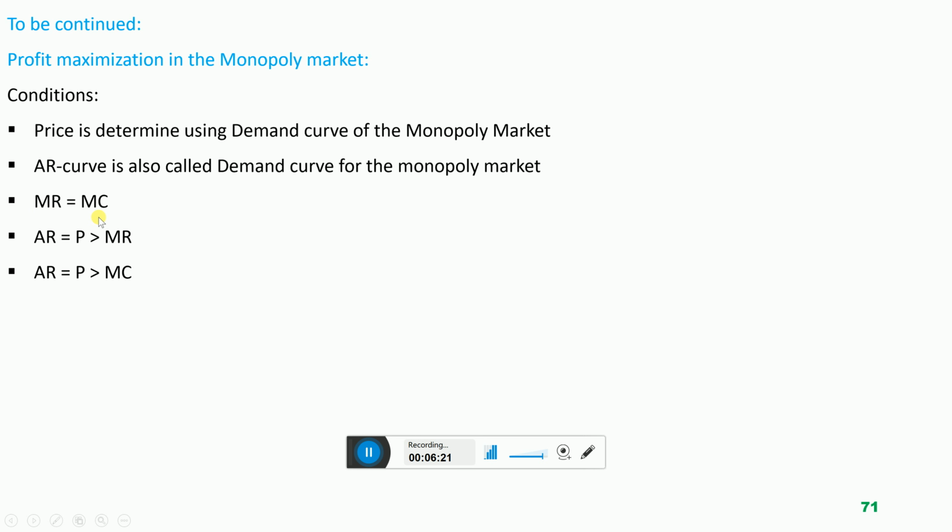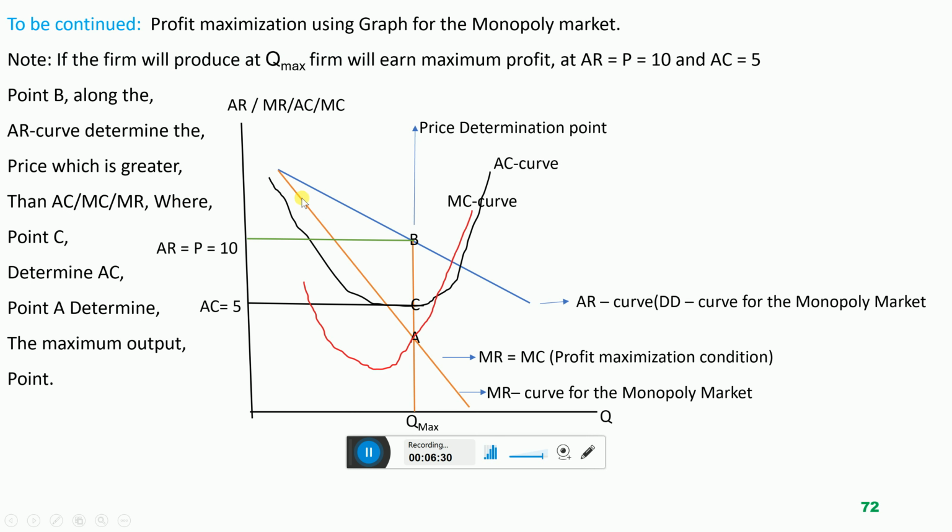Now before this we learned the maximum output condition. This is the profit maximization or maximum output level condition: the point where marginal revenue is equal to the marginal cost of the company. So in this graph, this is marginal revenue, a negatively sloped straight line, and this is marginal cost, a U-shaped curve. At this point A, the marginal cost curve intersects marginal revenue from below.